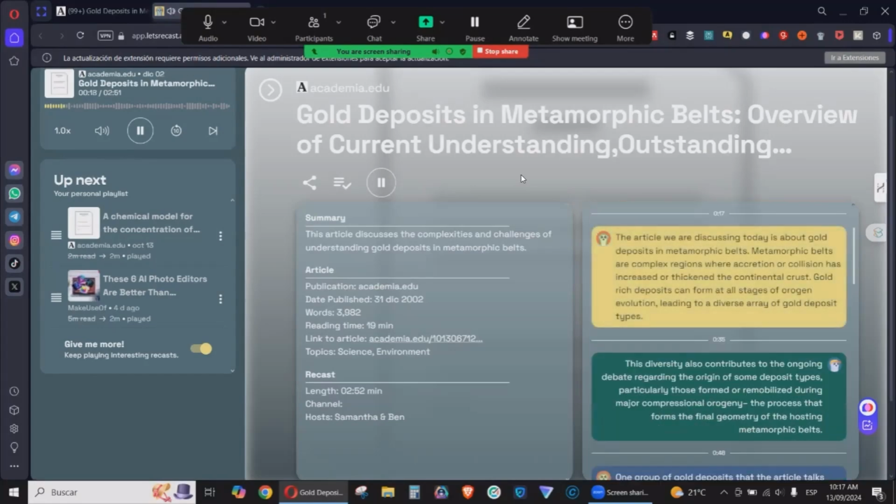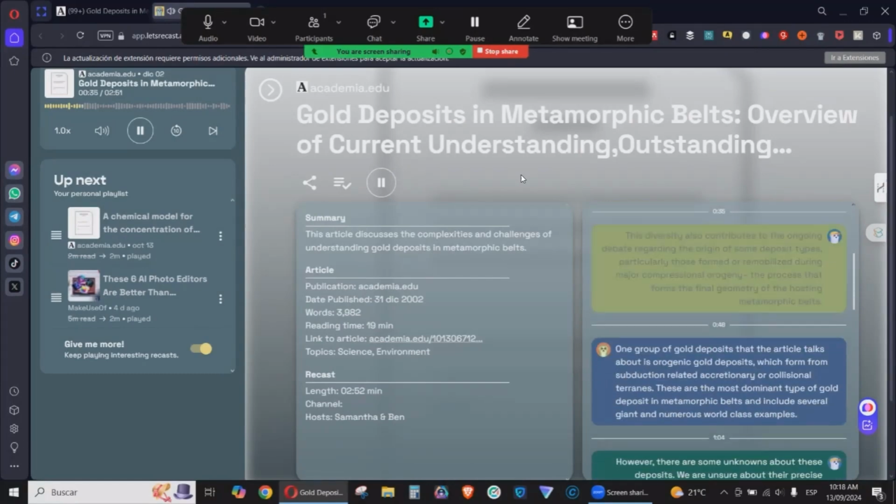The article we are discussing today is about gold deposits in metamorphic belts. Metamorphic belts are complex regions where accretion or collision has increased or thickened the continental crust. Gold-rich deposits can form at all stages of orogen evolution, leading to a diverse array of gold deposit types. This diversity also contributes to the ongoing debate regarding the origin of some deposit types, particularly those formed or remobilized during major compressional orogeny, the process that forms the final geometry of the hosting metamorphic belts.